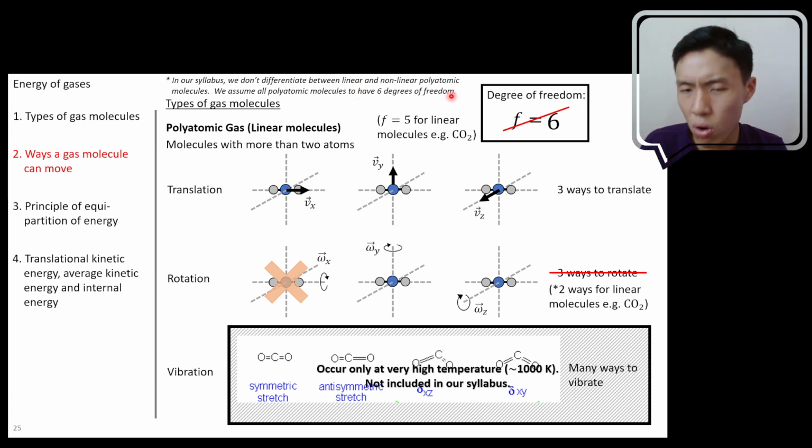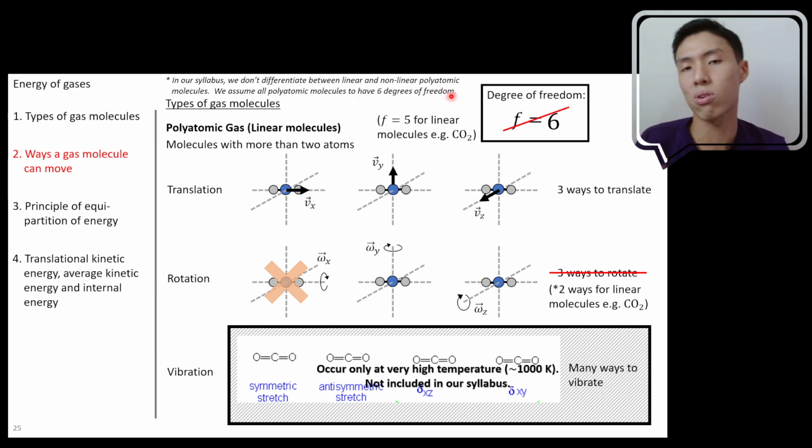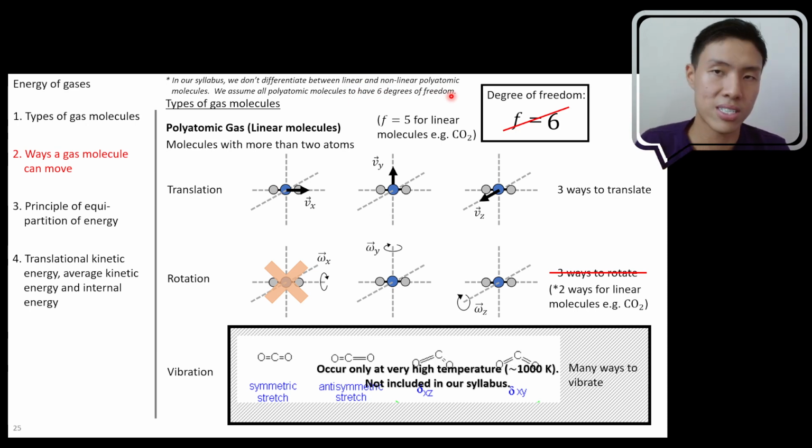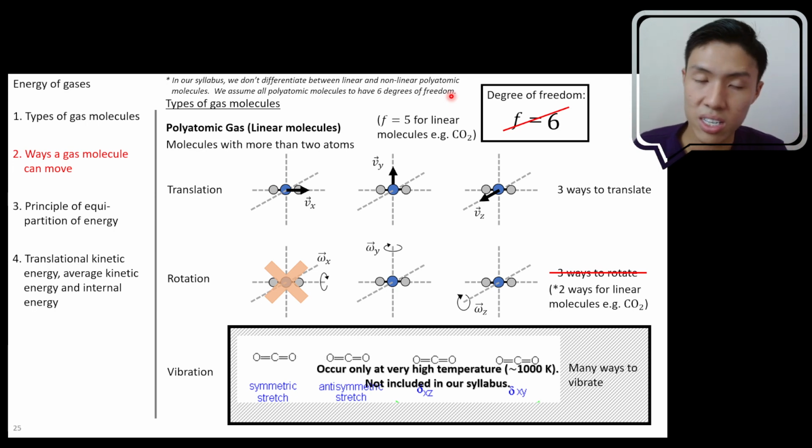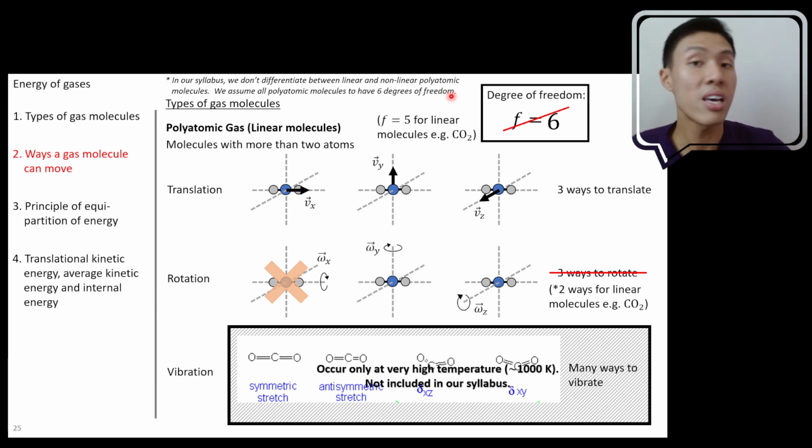We are not going to say, oh, it's linear, that's why it's 5. We are not going to consider that in our discussion for our syllabus. But it's good for you to know that actually it's 5. But for our exam, any polyatomic gas molecule, how many degrees of freedom? It will be 6. So that's the discussion of how many ways a gas molecule can move. Later in the next video, we are going to take this degree of freedom discussion and extend it to determine the translational kinetic energy, the average kinetic energy, and the internal energy of the gas molecules.